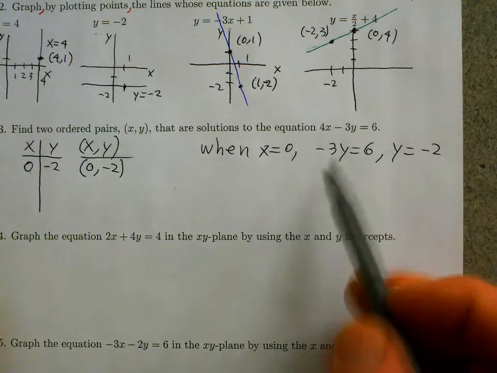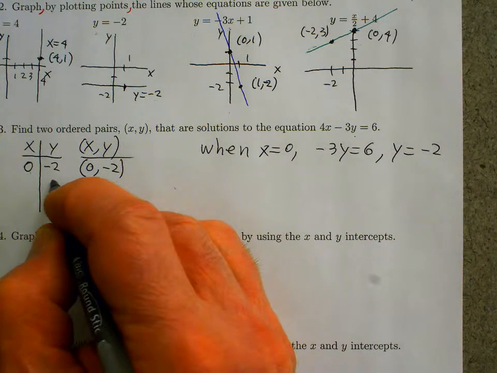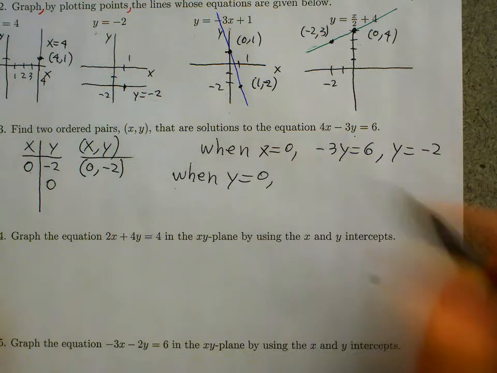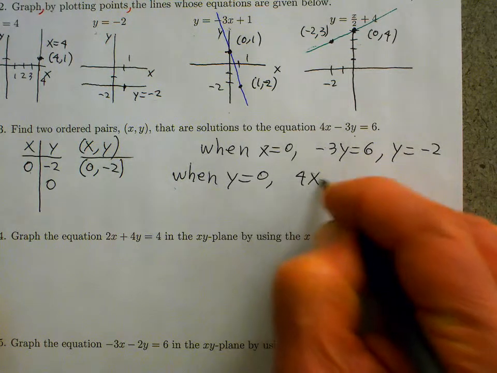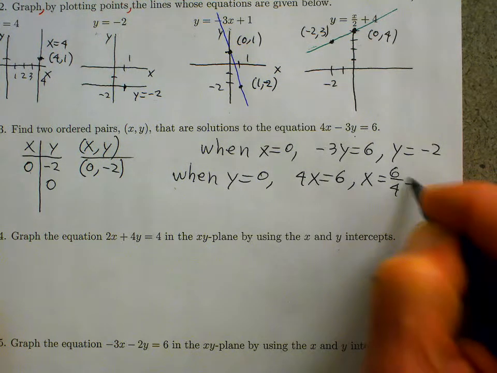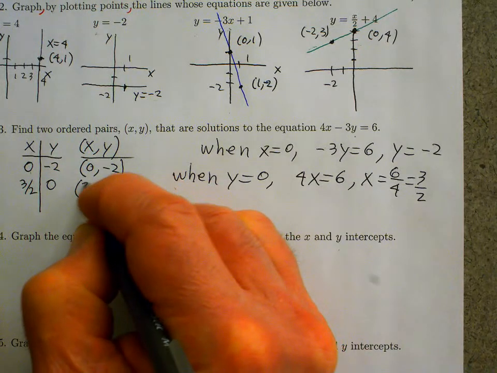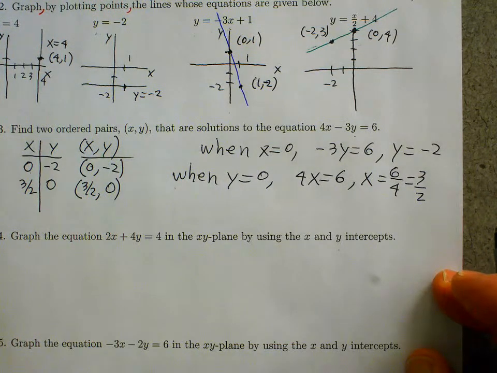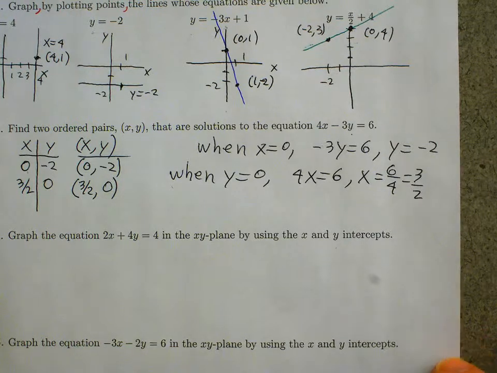So we can turn right around and pick y to be 0. So when y is 0, we get 4x minus 3 times 0 equals 6, or 4x equals 6. And then divide by 4, we get x equals 6 over 4, or 3 over 2. So the ordered pair (3/2, 0) is a second solution. Okay, and we're not supposed to graph, so let's move on to the next problem.